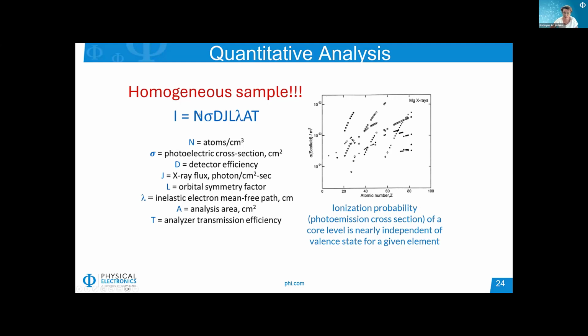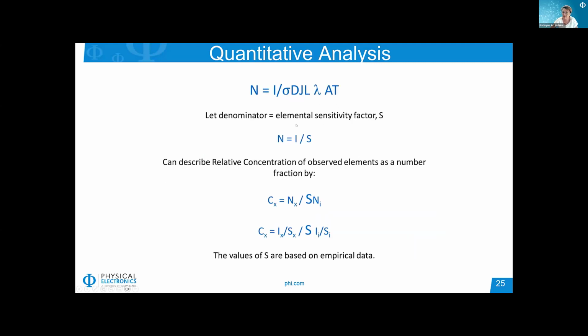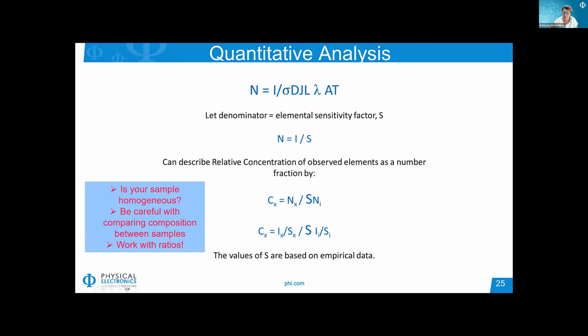We don't usually report XPS composition in atomic densities. Usually we work with sensitivity factors. And sensitivity factors combine all of these parameters into a factor that is derived based on either reference pure elements or compounds, so basically based on empirical data. So when you are getting inaccurate quantification, there is definitely something to consider. Is your sample homogeneous? That's the first question that you need to ask.